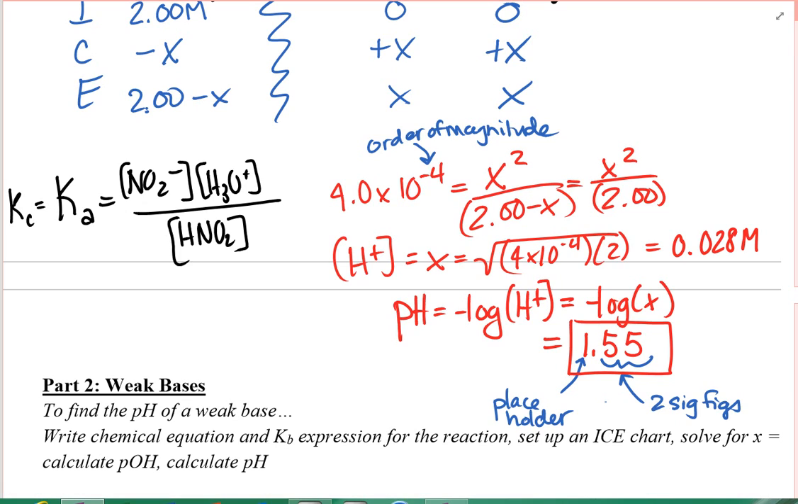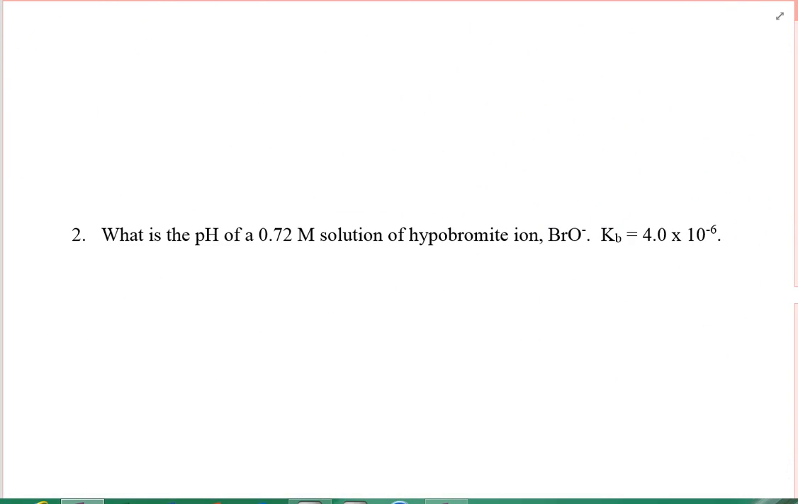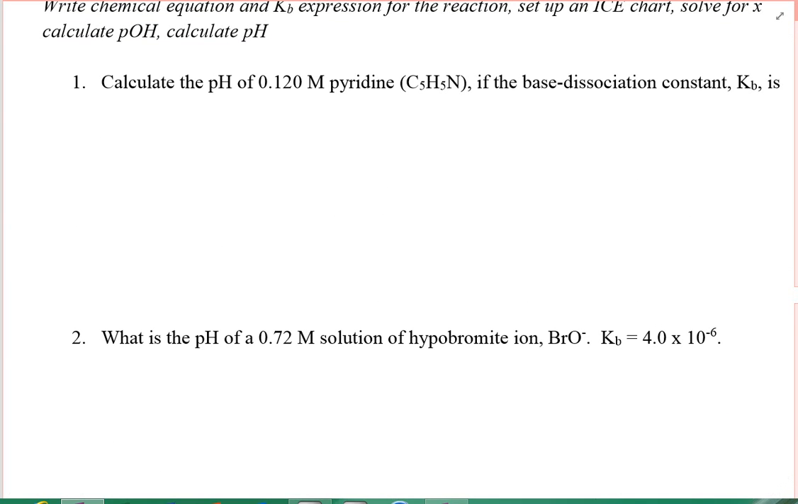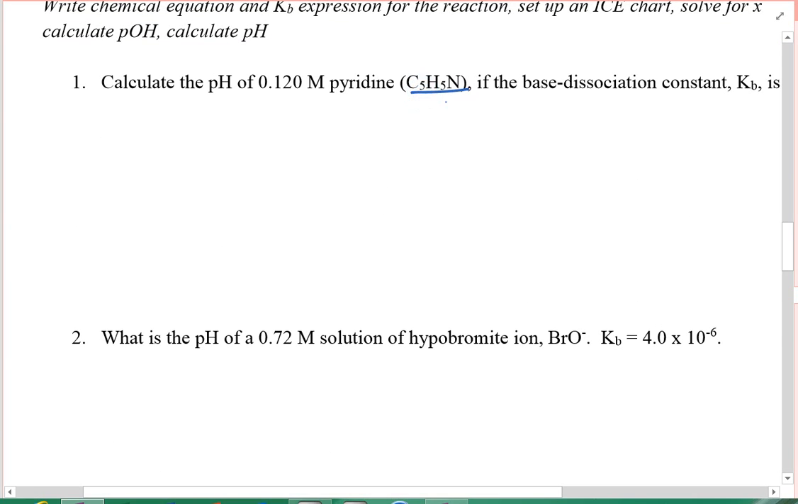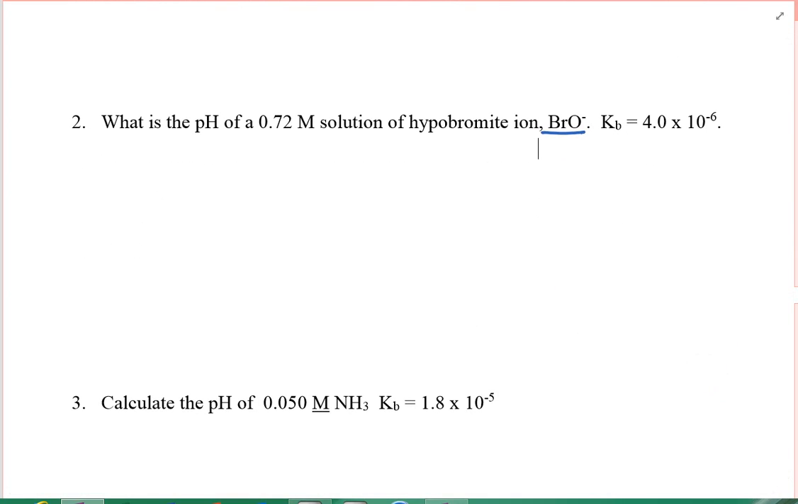All right, so now let's go look at a base. Let's scroll down to problem 2. You'll notice these weak bases tend to be amines, which are nitrogen-containing compounds, or they tend to be anions. Those are 2 major categories of weak bases. So let's look at problem 2 in the base category.